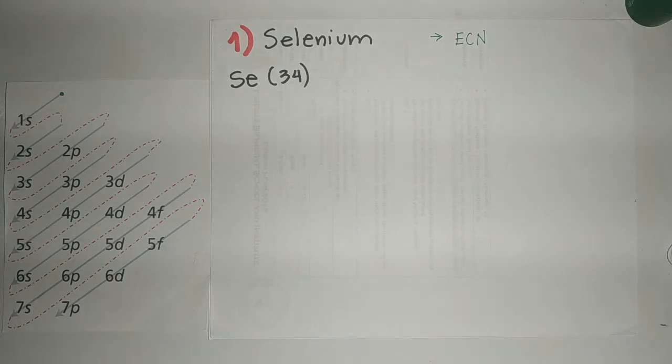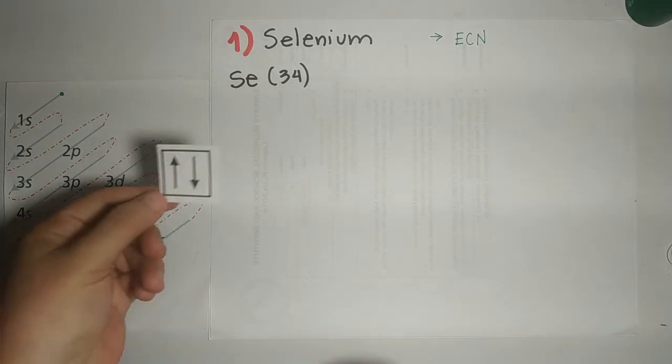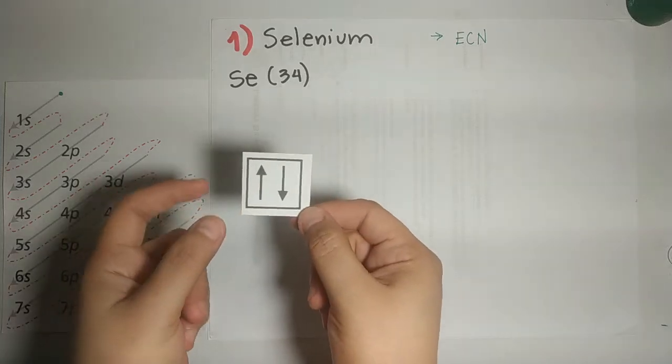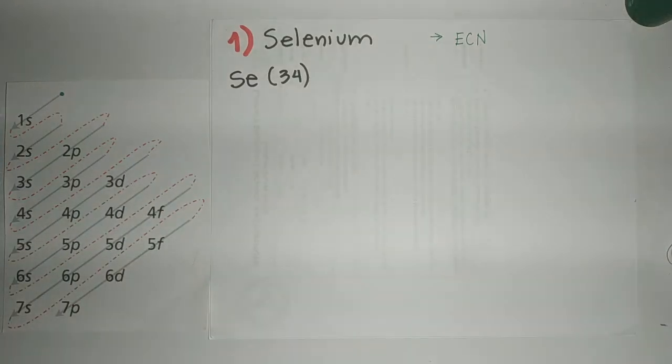orbital notation. So remember when I told you that an orbital represents the spin of an electron, and it's represented by two arrows. This time we are going to implement this method to show the electron configuration of any element. Now we're going to start with an example, selenium.